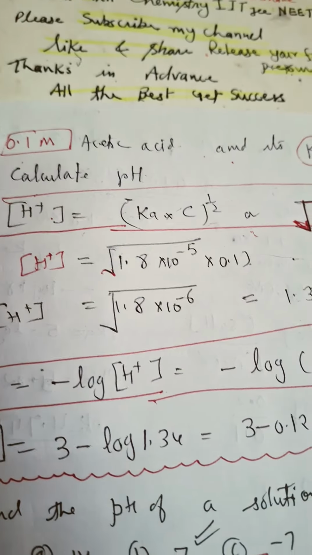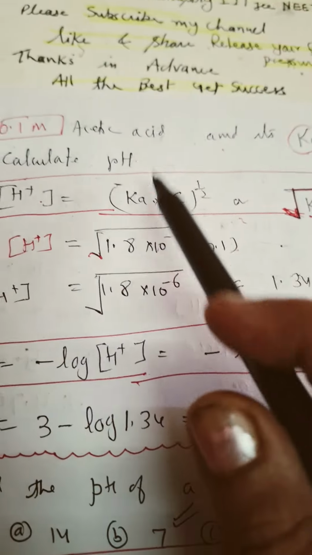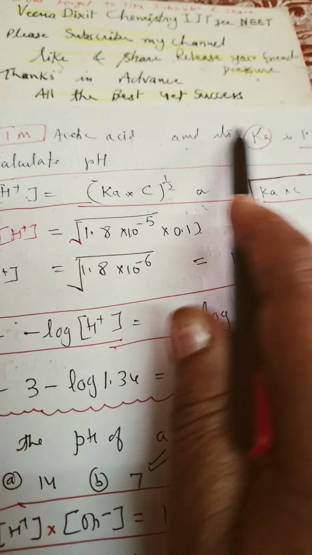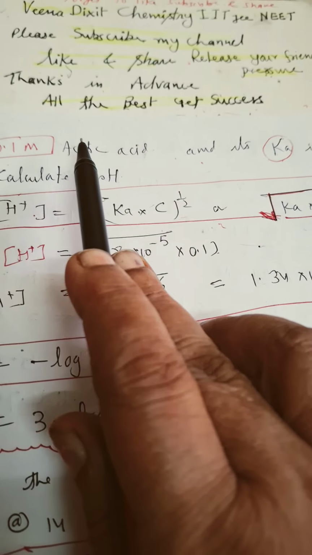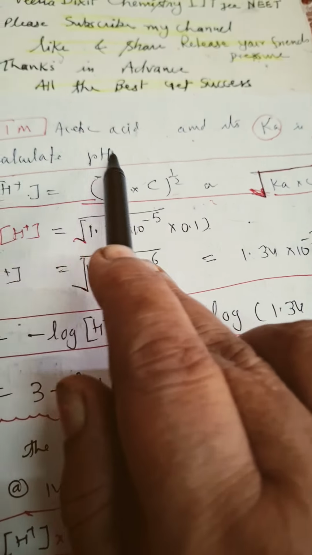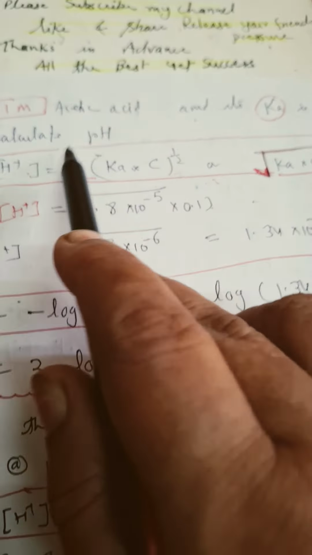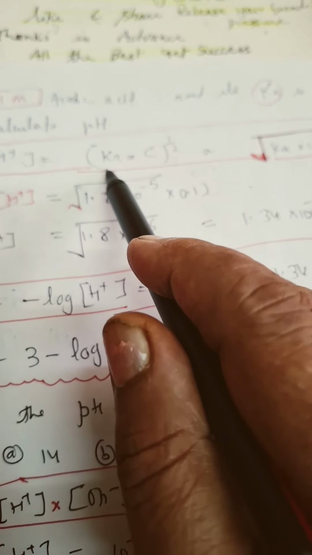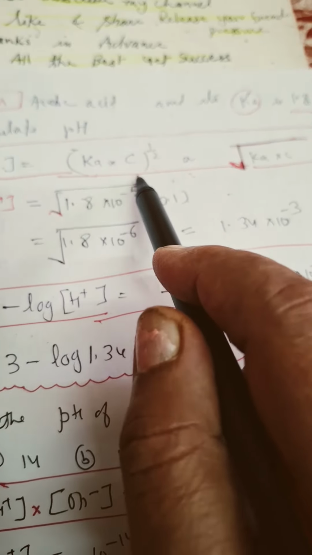We are discussing here H ion concentration, hydrogen, and the ionic product of water, and how H positive is related to acid dissociation constant. So when the acid dissociation constant and the molar concentration of an acid are given, we have to calculate pH by the formula: H ion concentration is equal to the square root of the product of Ka and C. Ka is the acid dissociation constant and C is the molar concentration.